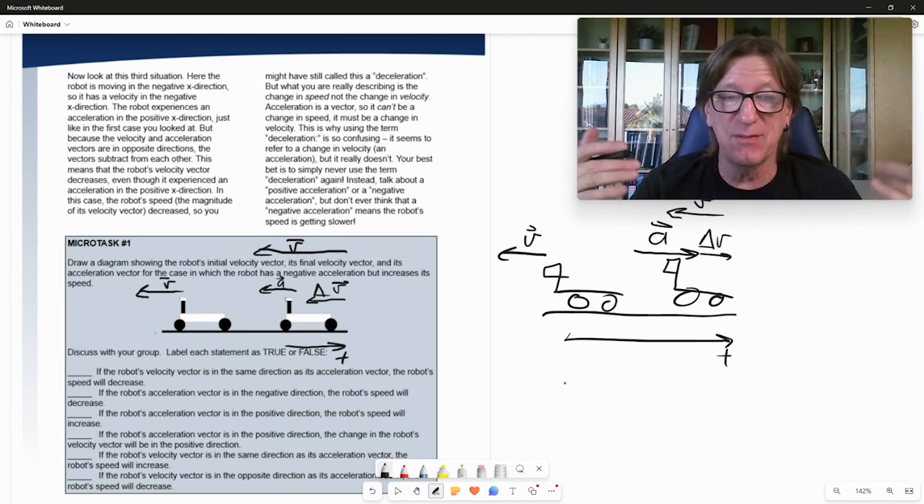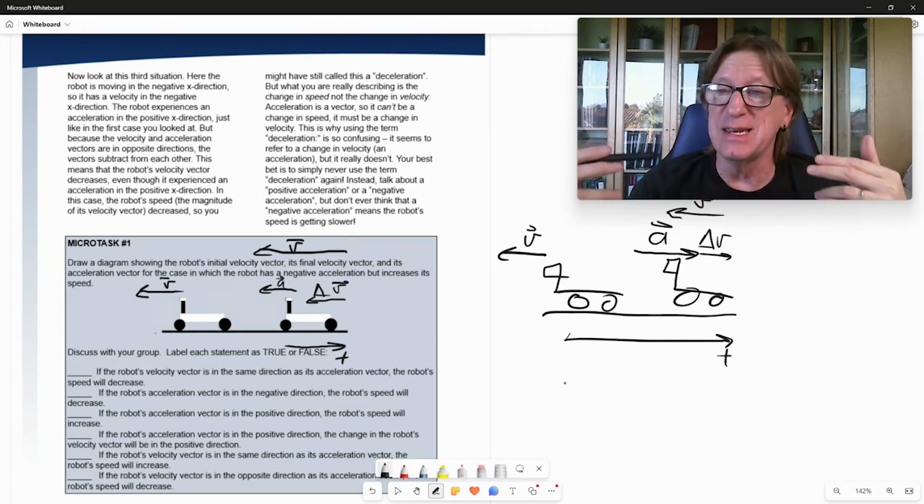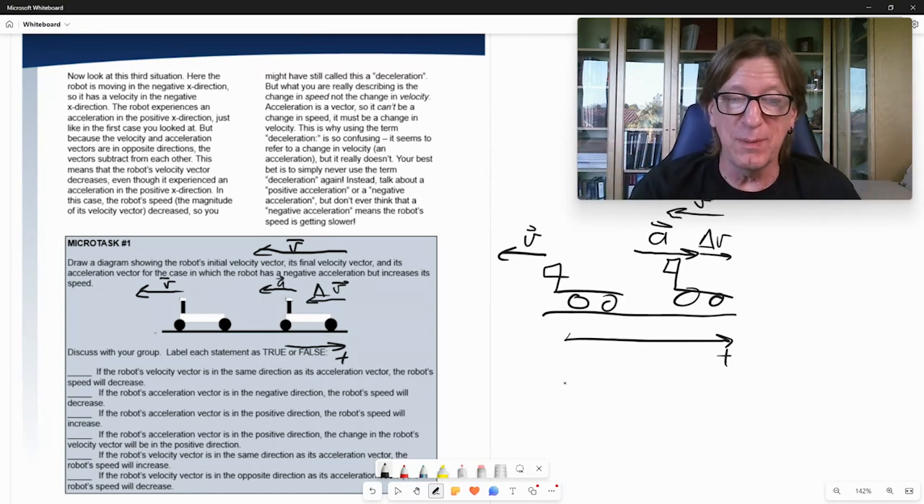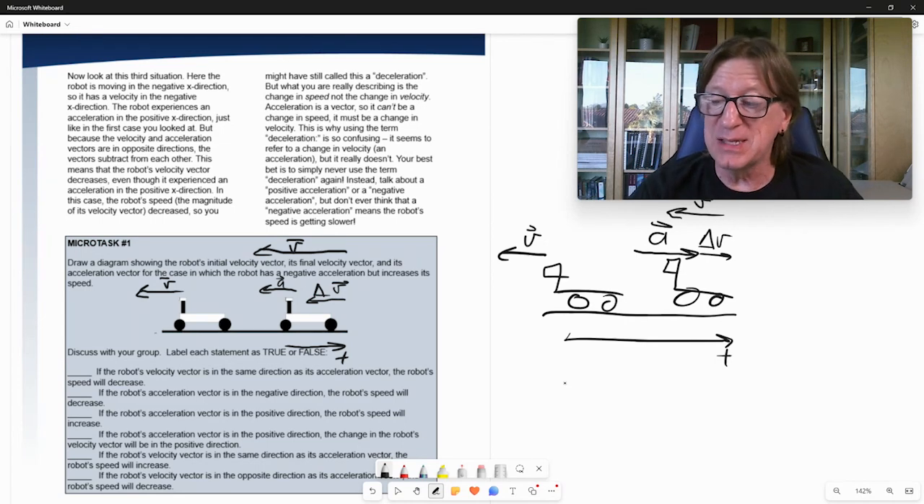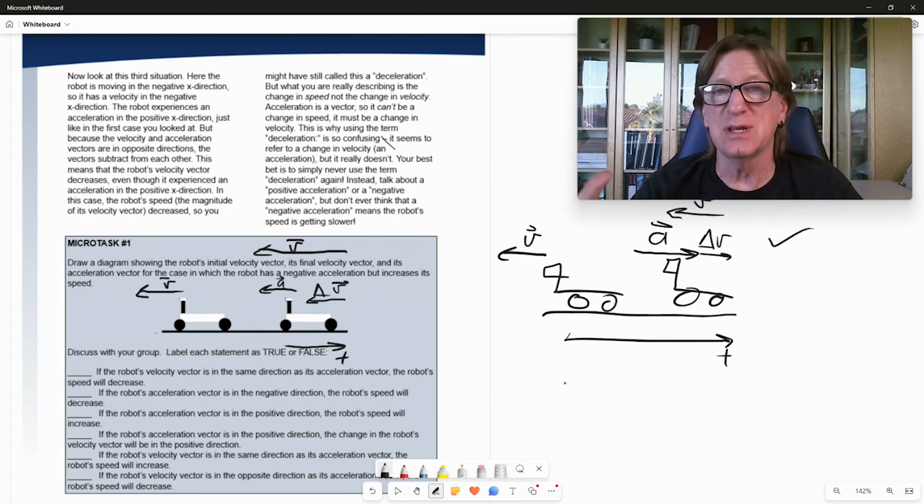If I have, like I do in this case, the robot moving in the negative direction, its velocity is negative, then if I add a negative acceleration, it's obvious what's going to happen. It's going to speed up. On the other hand, what if I add a positive acceleration? That's this case right here. The robot's got an initial velocity in the negative direction. It's got a negative velocity. We add a positive acceleration, and the robot slows down. So as long as we're saying an acceleration in the positive direction, an acceleration in the negative direction, we're always going to get the right answer.